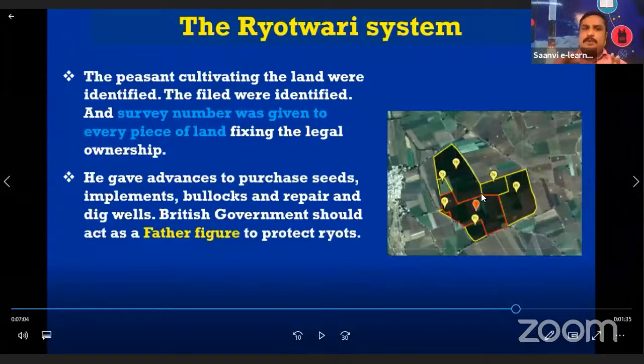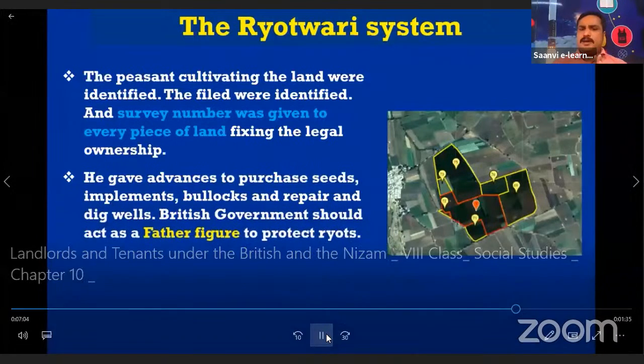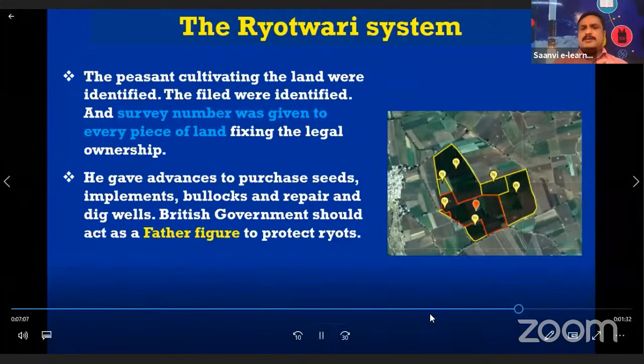Very important: they provided bullocks for plowing and wells. All developmental sectors they concentrated on under this Ryotwari system, so it also benefited many farmers. Please note down these notes: what is this Ryotwari system, what are the activities we can see under it, how farmers benefit from it, and the meaning of the Ryotwari system is very important. Children, please note it down.